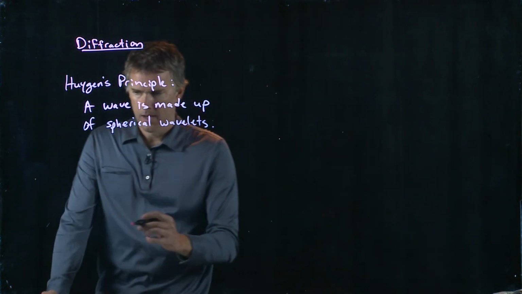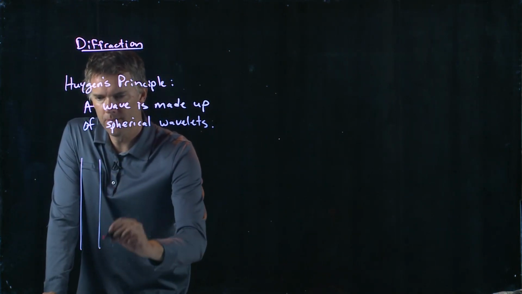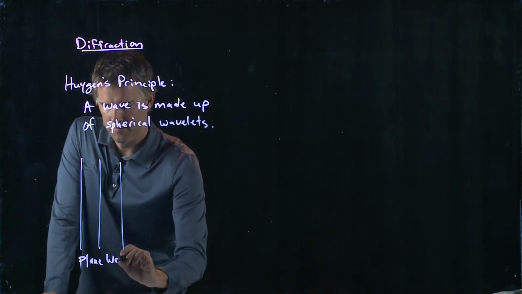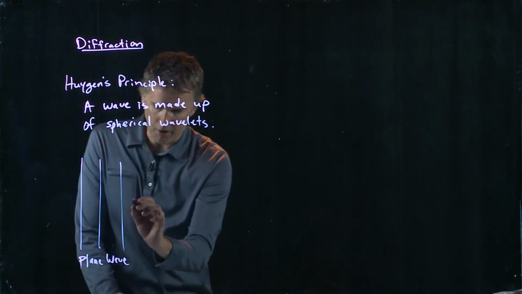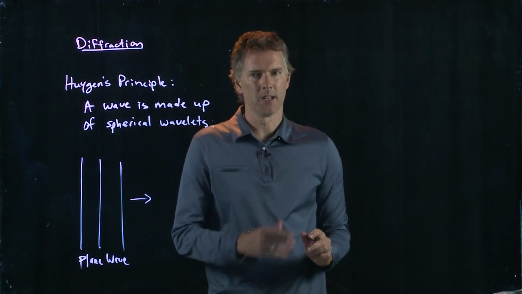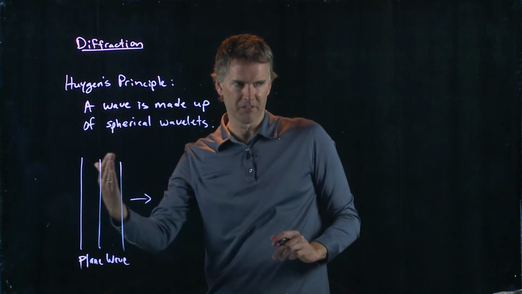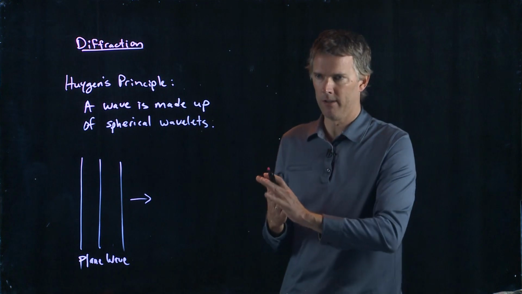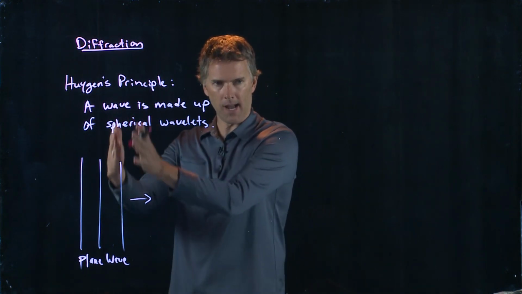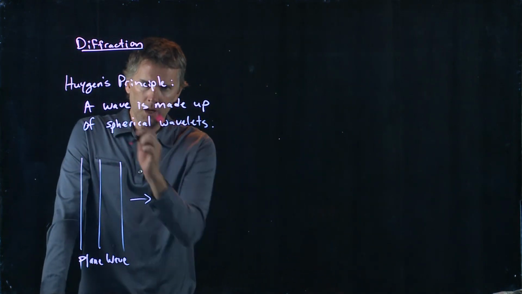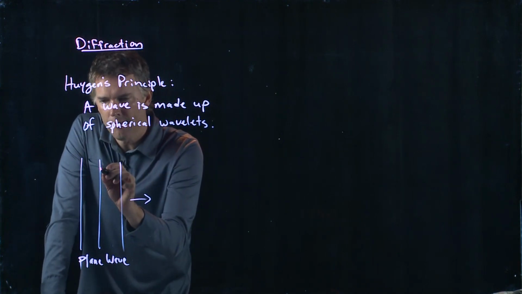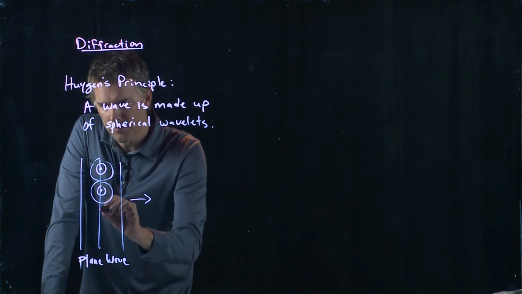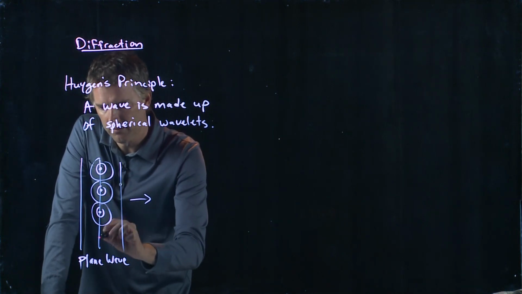What does that mean? If I think about a plane wave, then these are the phase fronts that are moving along, right? My distant star is sending me some starlight. The light that reaches me is essentially a plane wave, okay? It has no X or Y dependence. But Huygens principle says that every part of that wave is actually made up of spherical wavelets.